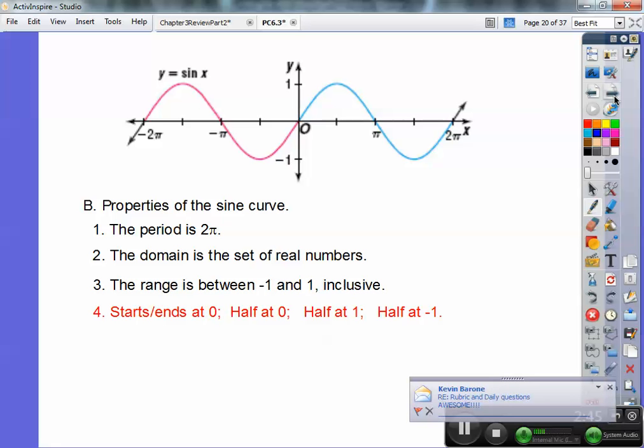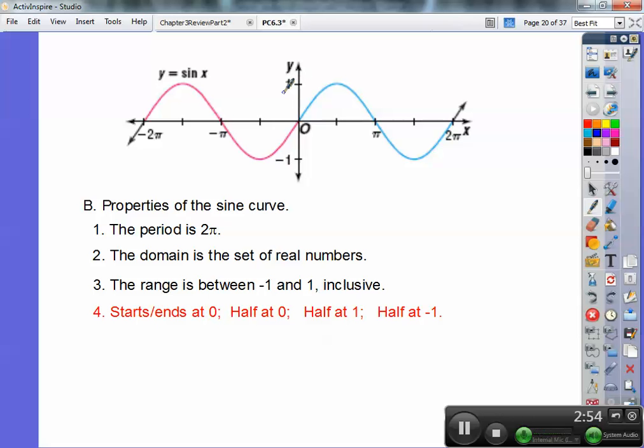Okay, the range is, let's see, it starts and ends at 0. Here's the trick right here. Okay, so right here it starts and ends at 0. Okay, that's that first part, and then it's halfway at 0, and then halfway at 1, halfway at negative 1, and it keeps doing that. So over here, starts and ends at 0, halfway at 0, halfway at 1, halfway at negative 1. Okay? All right, pretty groovy.